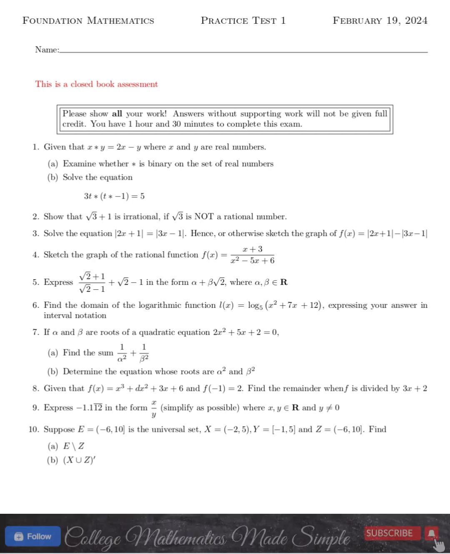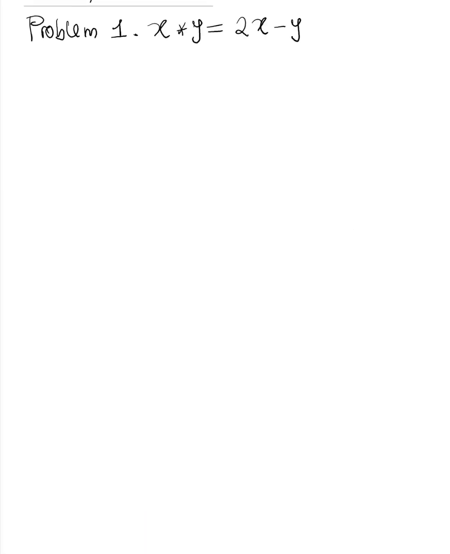Then solve the equation. Now, first of all, you would want to identify that this question is coming from binary operations. A statement is said to be binary on a set if that statement yields elements that belong to that set. So number one, the question is: is star binary?